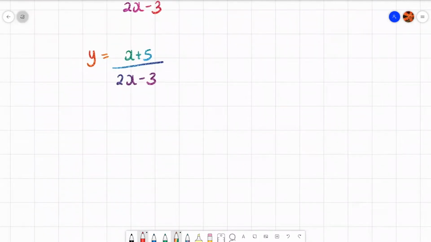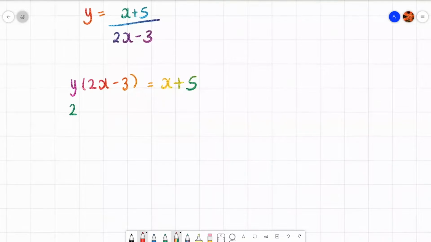I'm going to get rid of the 2x minus 3. So remember, it's divide by 2x minus 3. So I'm going to do y times (2x minus 3) equals x plus 5. Right, times everything out. So I've got 2xy minus 3y equals x plus 5.